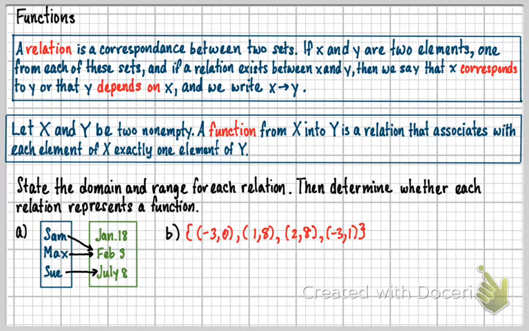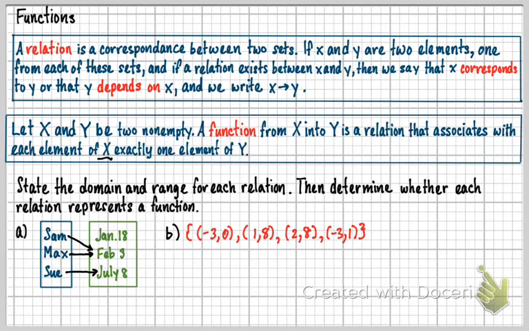Now take a look below at this next definition. It says, let x and y be two non-empty sets. A function from x into y is a relation that associates with each element of x exactly one element of y. So for each element of x, exactly one element of y. So when I have that instance with any relation, it's called a function.